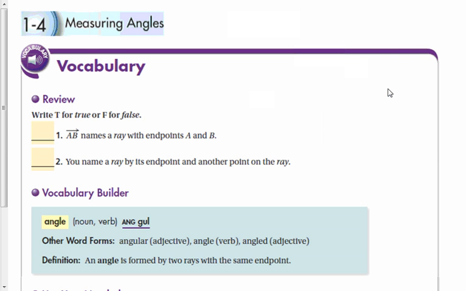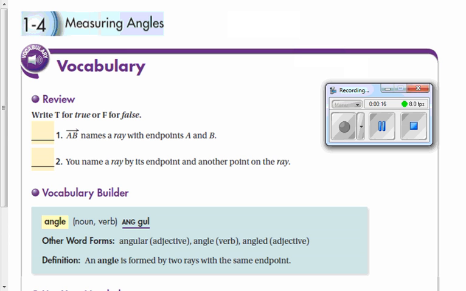Hey students, this is lesson 1.4. In this lesson we're going to learn how to find and compare the measures of angles. Again, notation is going to be critical here, so pay attention to that. Go ahead and do the review and I'll check back with you.